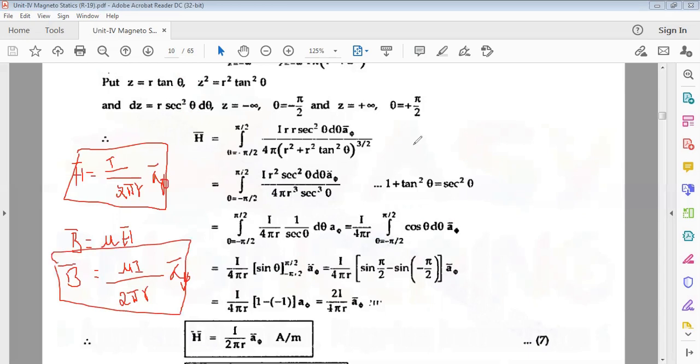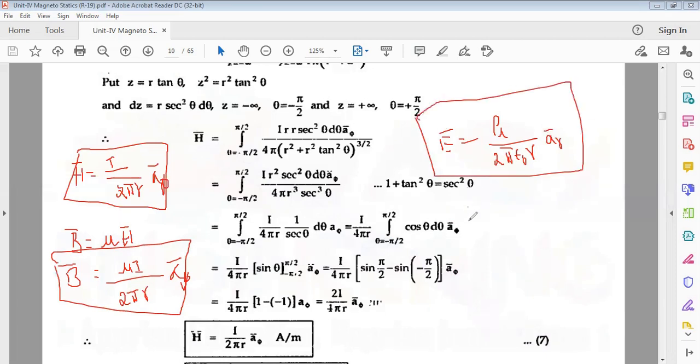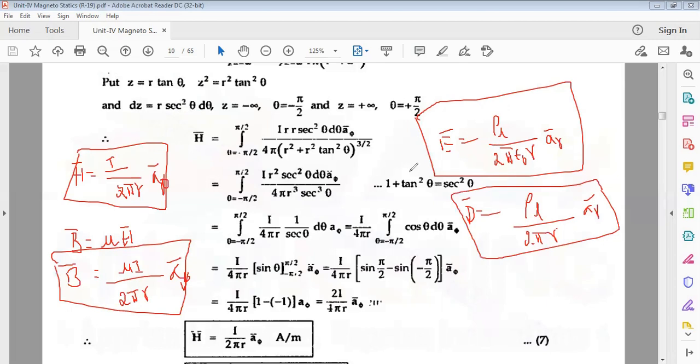B bar is equal. And what is the electric field intensity? We already found that it is rho L by 2 pi epsilon naught r, in the direction AR bar. Actually, it is not a Y bar, we have to write it as AR bar. And the electric flux density is rho L by 2 pi r into AR. So we got the electric field intensity and the electric flux density due to the infinite line charge.